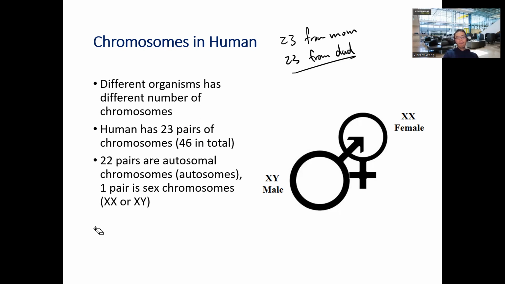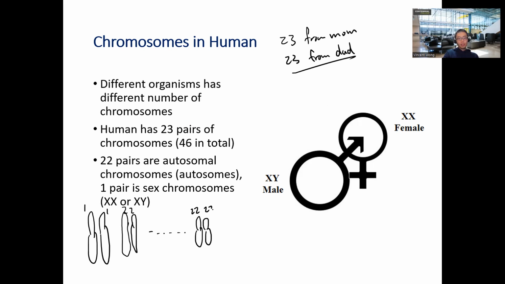So everybody would have 2 copies of chromosome 1. That would be the longest one. So chromosome 1 from mom, chromosome 1 from dad. And then you have chromosome 2, which is a little bit shorter. Chromosome 2 and 2, 1 from mom, 1 from dad, and so on and so forth, all the way up to chromosome 22, from mom and from dad.